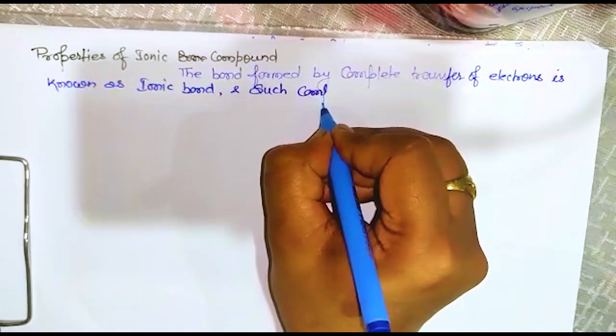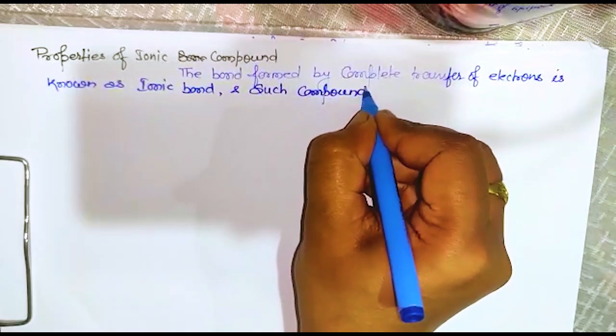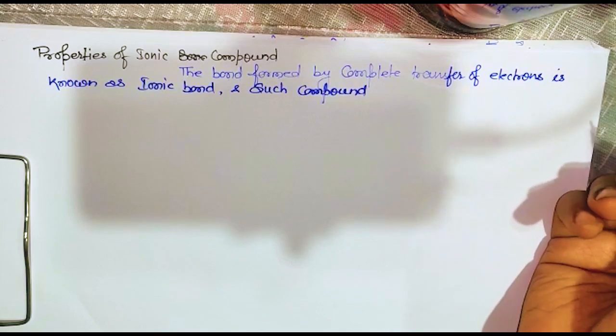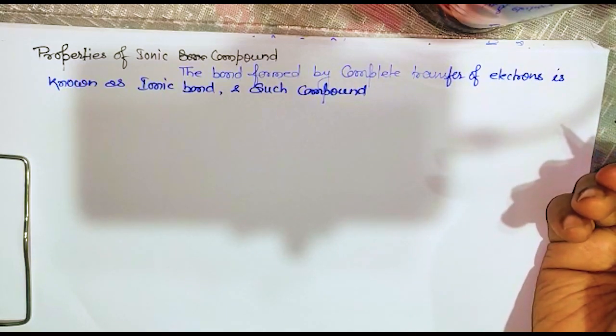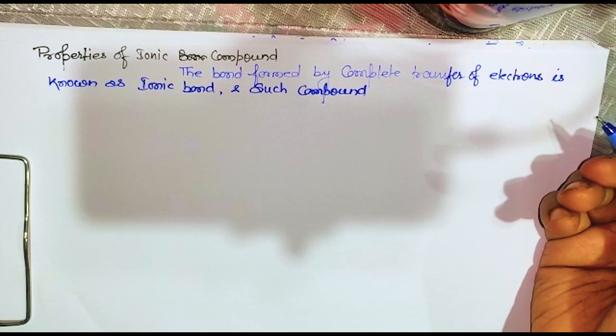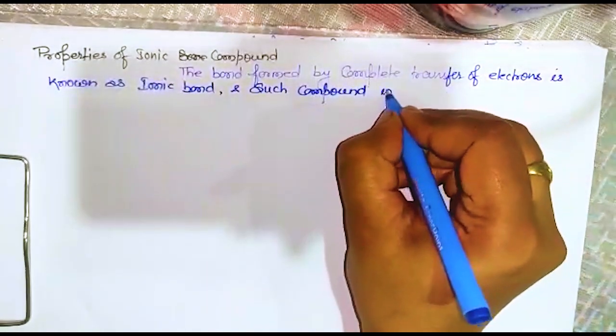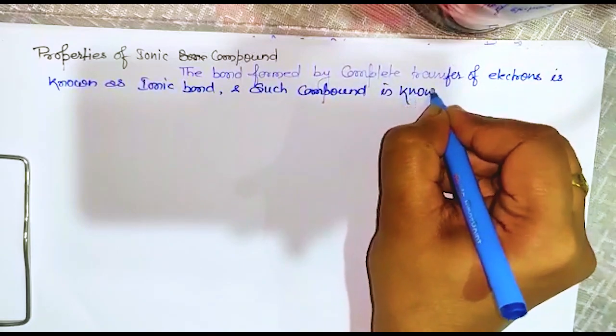Got it? So that definition I have told you: the bond formed between electropositive and electronegative elements is called an ionic compound. Cation and anion, that is called an ionic compound. Metal and non-metal, you can say ionic compound. And this is the definition. Such a compound is known as an ionic compound.